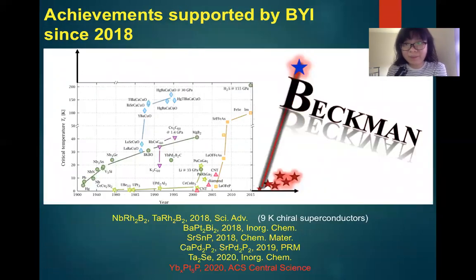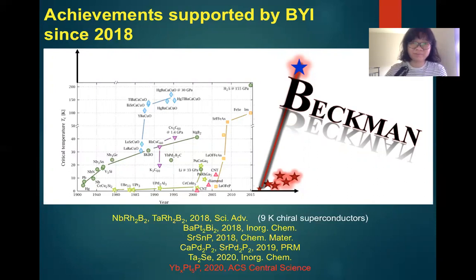I was funded by the Beckman Young Investigator program since 2018. During the past 2 years, there are 9 new superconductors, 8 of which were discovered in my group. The highest Tc so far we made is 9 Kelvin. Today I cannot talk about all the superconductors, so I just want to talk about a very interesting one, a new magnetic superconductor, YbPt5P. I will explain how we came up with the idea, how we characterize it, and how we interpret it.